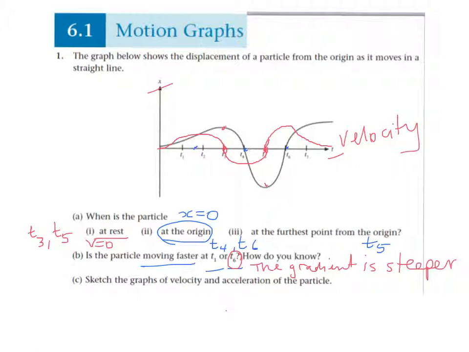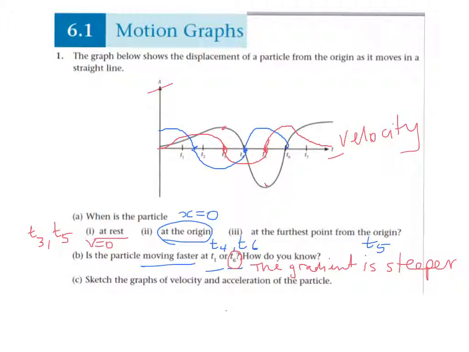Alright, this section of the graph from here to here has a positive gradient, so acceleration is going to be positive. So going above the x-axis, so something like this. Next section of the graph from here to here has a negative gradient, so it'll be below the x-axis. The next section of the graph from here to here, you can see the gradient is positive, so above the x-axis.